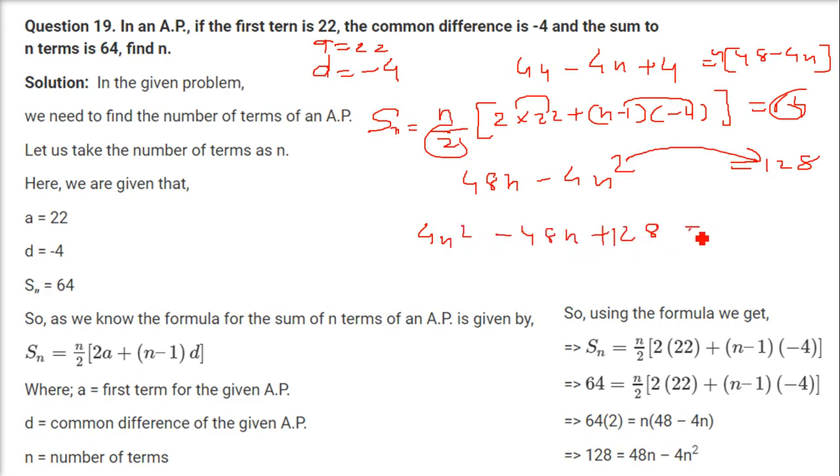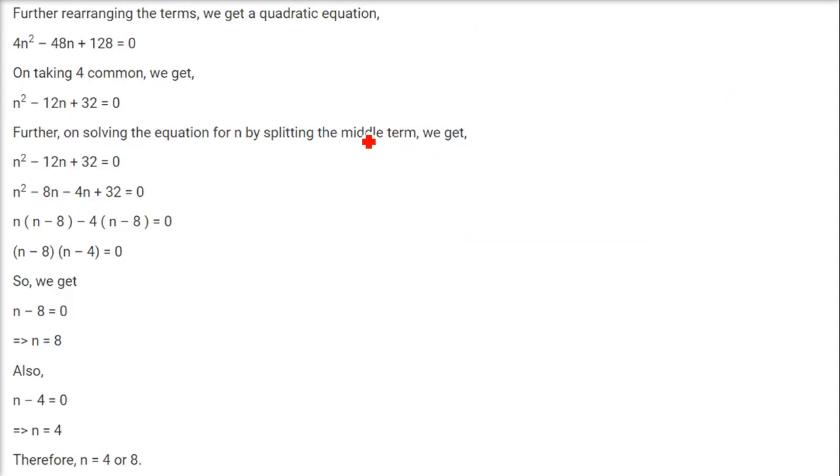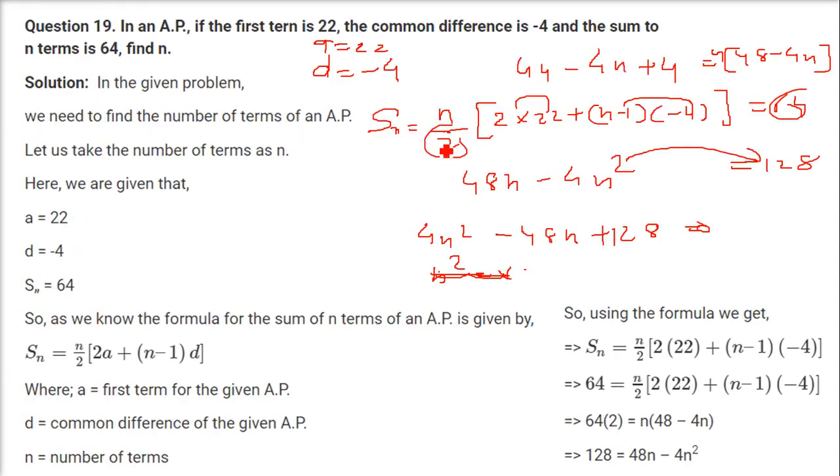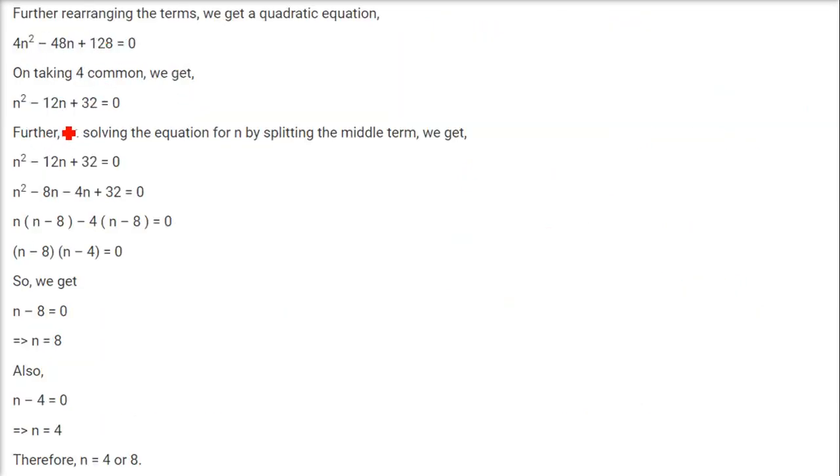So all will be divided by 4. So let us divide everything by 4. So n square minus 48, yes, 48 goes by 4. 4 ones are 4, and 4 twos are 8. Sorry. It will be n square minus 12n plus 4 threes are 12 and 4 twos are 8. Okay, this is the equation.